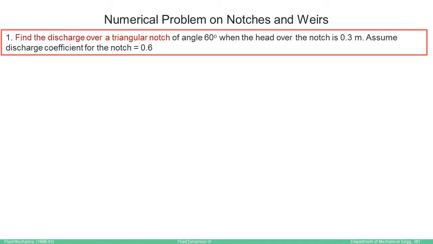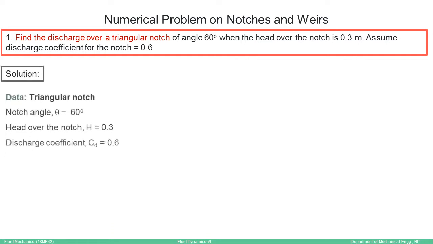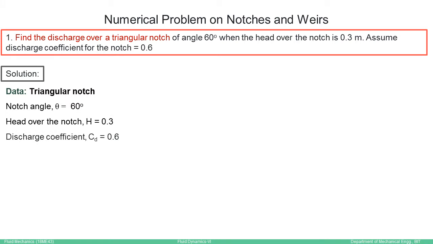Find the discharge over a triangular notch of angle 60 degree when the head over the notch is 0.3 meter. Assume discharge coefficient for the notch is equal to 0.6. A triangular notch is given for which notch angle or vertex angle is 60 degree. Head over the notch h is 0.3. Discharge coefficient is CD, that is 0.6 given.